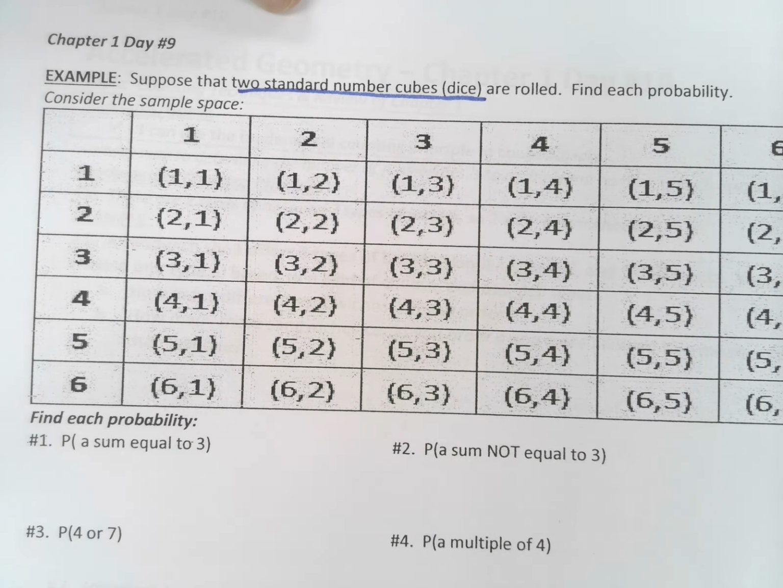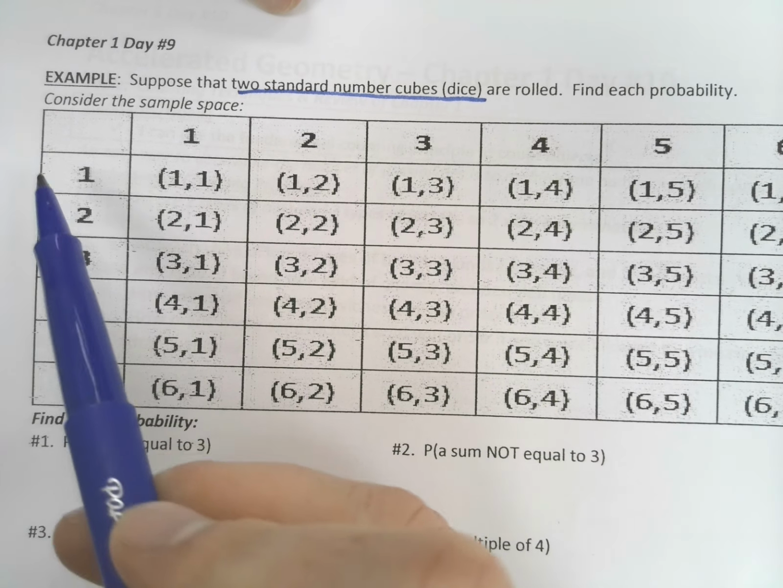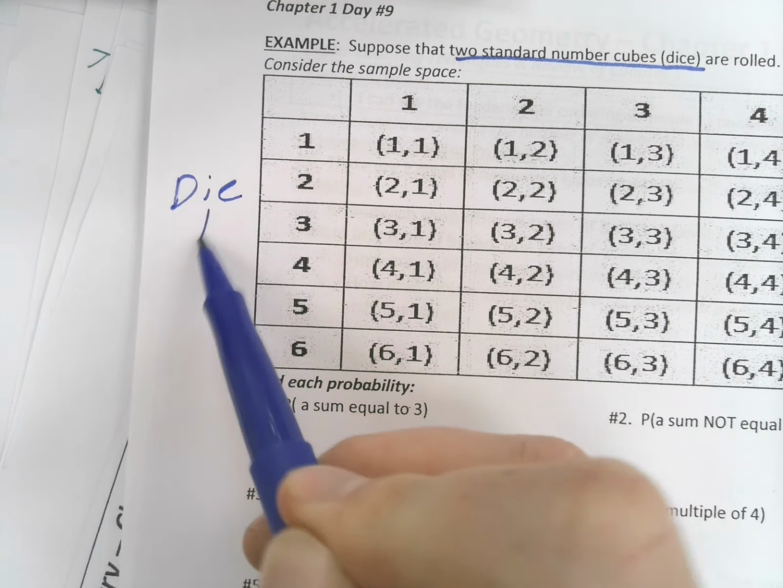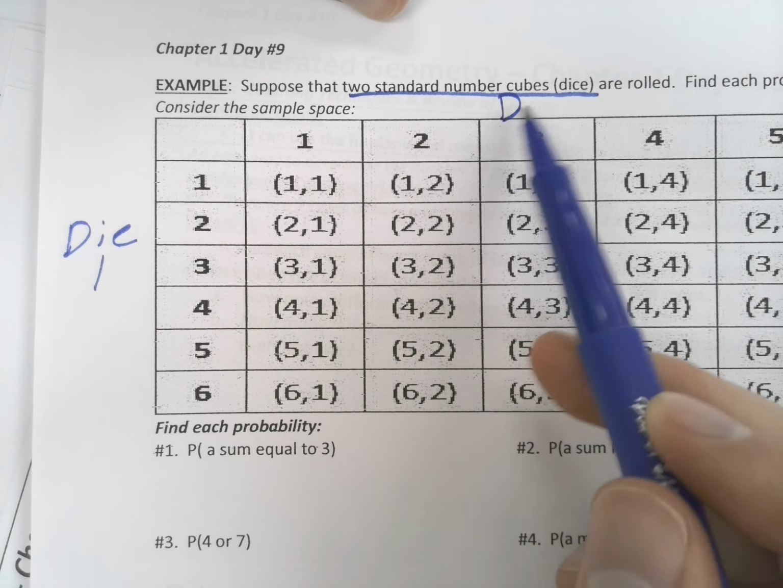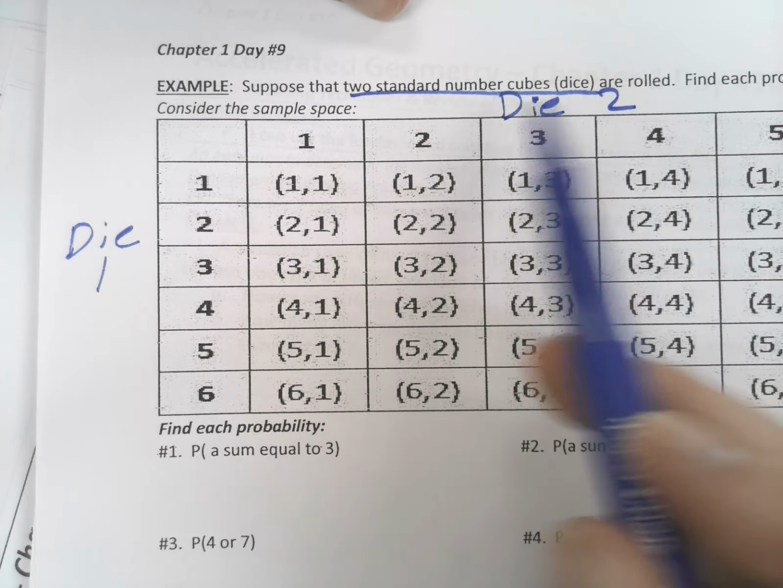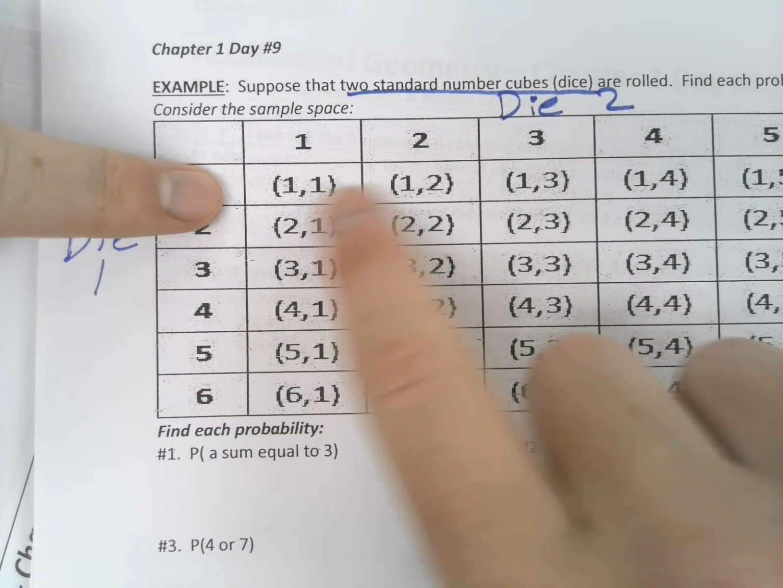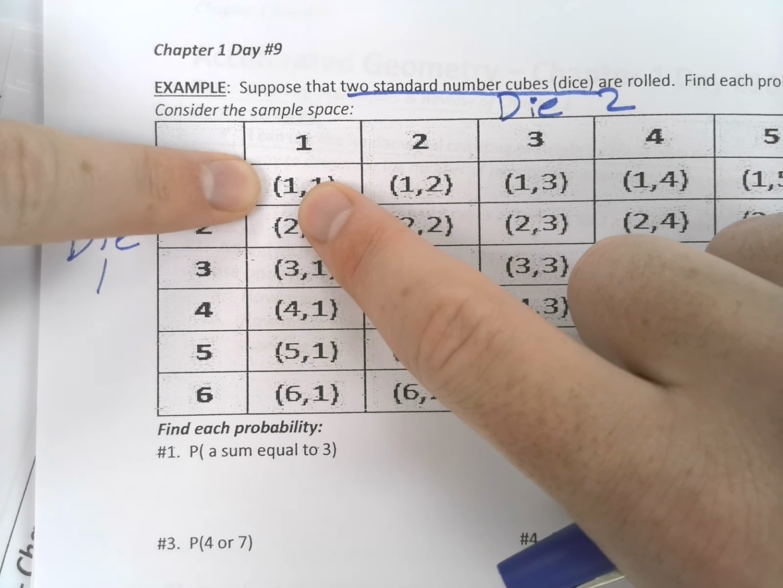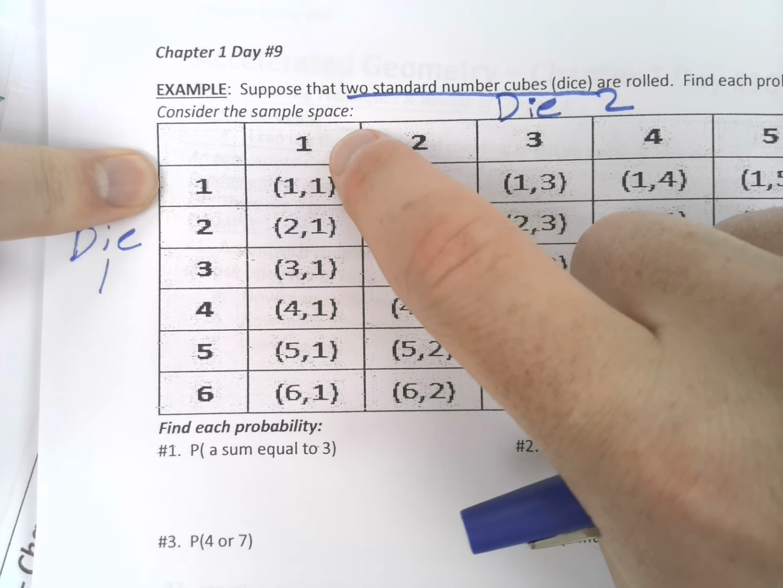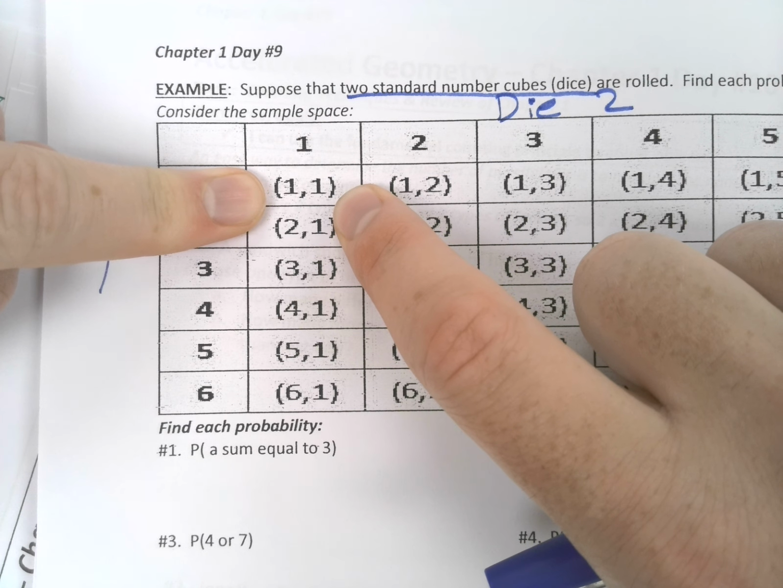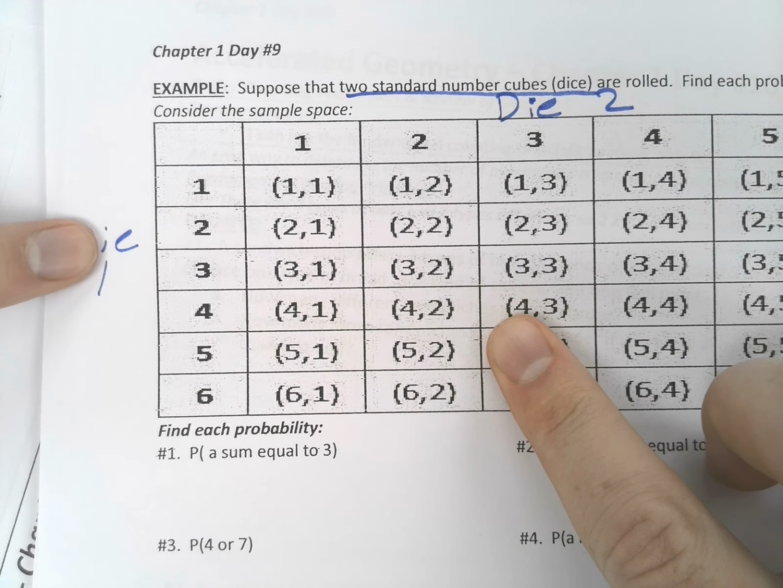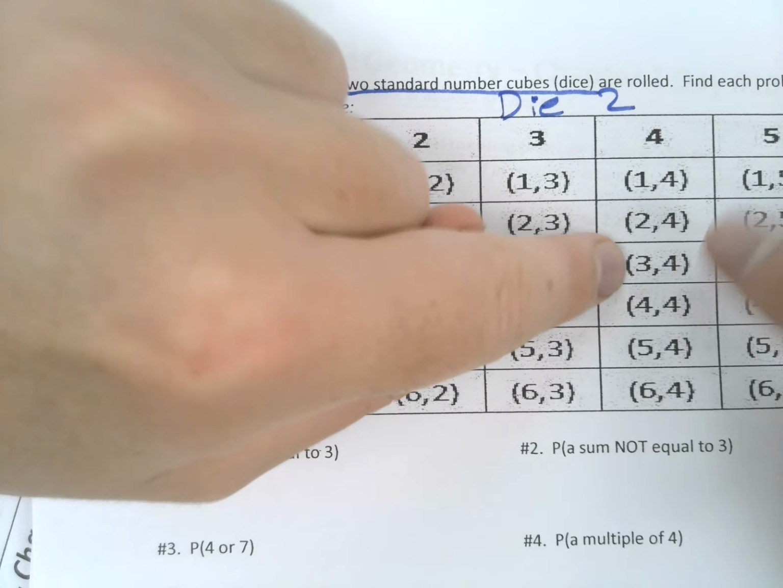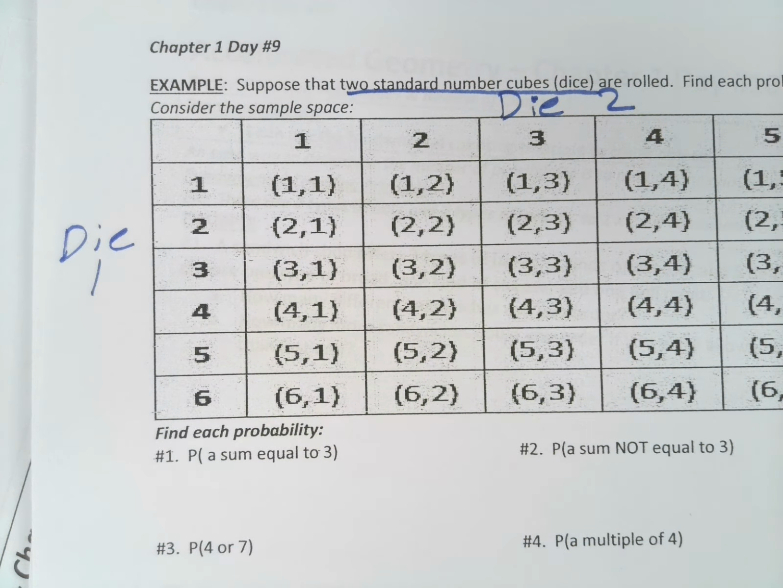These are all the possible outcomes. So, for example, this row right over here is die 1, and this row up here is die 2. And then all of these cells in here are where these different rows collide. So if I roll a 1 on the first die and a 1 on the second die, that gives me a combination of 1, 1. I roll a 3 on the first die and a 4 on the second die, that gives me 3, 4. You know, things like that.